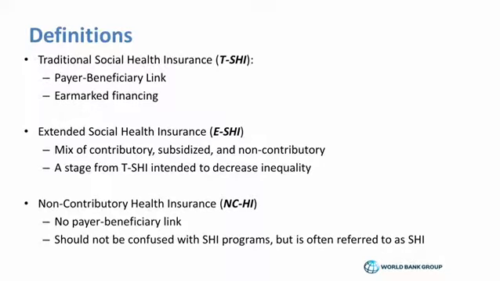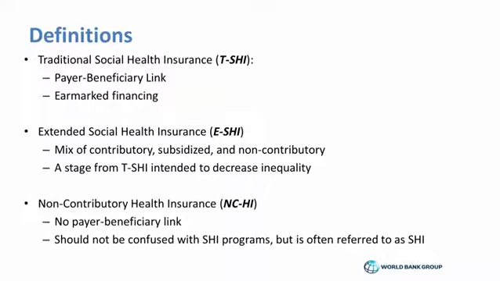TSHI, traditional social health insurance, think of it as the 1880s model. There's a payer-beneficiary link, and the money is earmarked to the health sector. And usually, this is coming through payroll taxes. Extended social health insurance is a mix where you have an existing TSHI, traditional social health insurance, and you want to bring populations that are not covered, and you do so through a non-contributory regime, through government subsidized insurance.